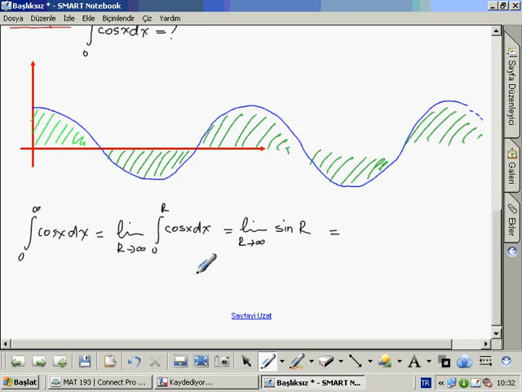So the given integral diverges, which means it does not approach any unique limit. So let's continue with the improper integrals of type 2.